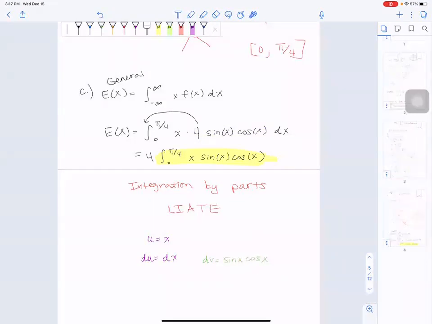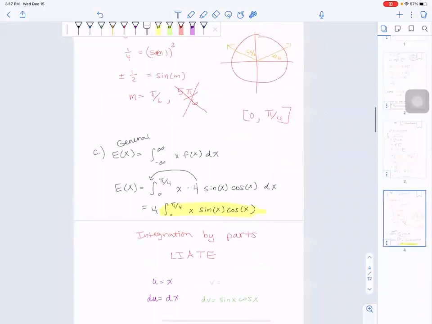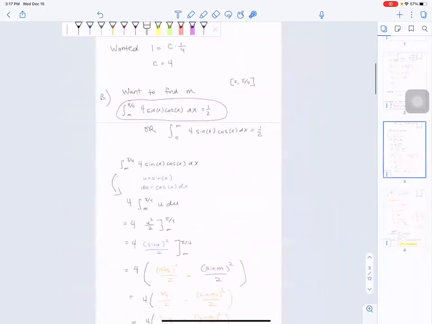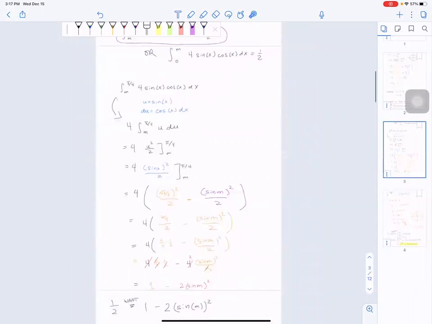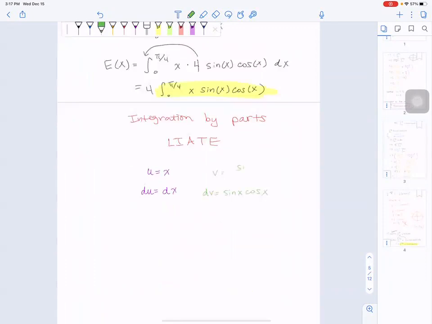Now for dv, how do you find v? We do the integral of sine x cosine x. Does anyone know how we would find this integral? Yes, use substitution. And we already found this integral, in fact. We found it when we were doing all of our work for part B and part A. The integral of sine of x cosine x is sine x squared over 2. So I'm going to take that result and say that this integral is sine x squared over 2. And you can recheck it if you want.